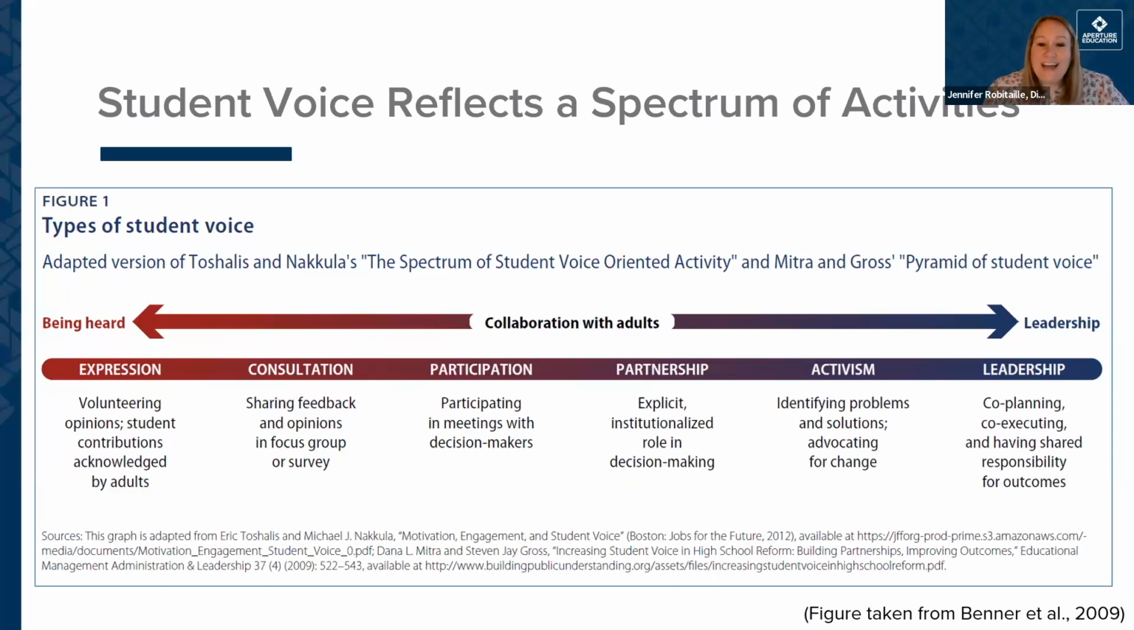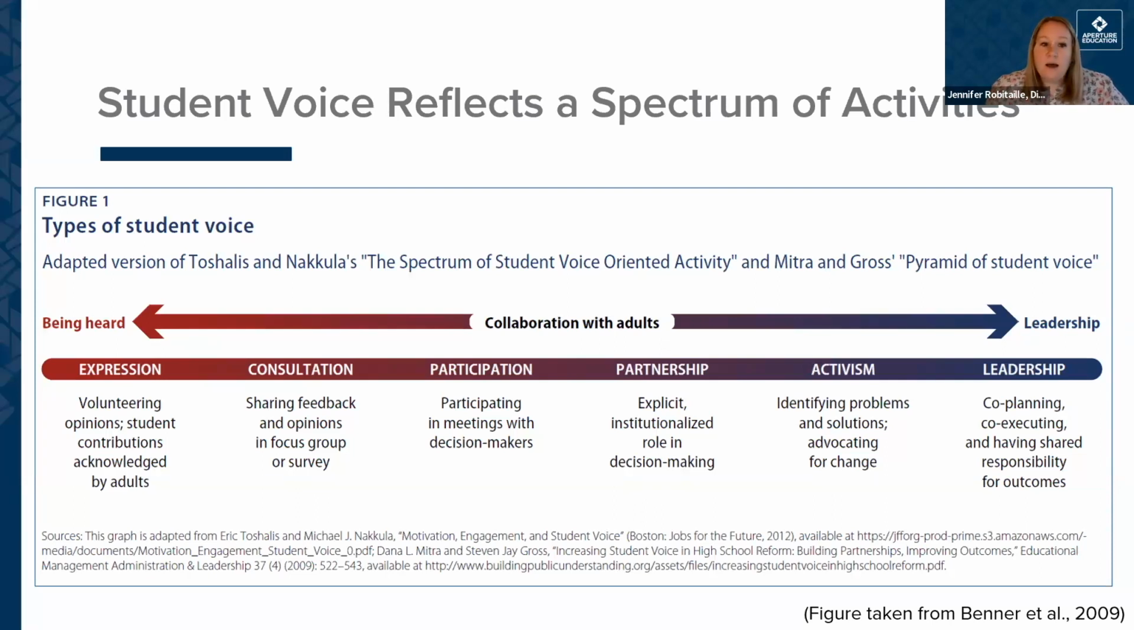Again, then moving to the right, activism. This is where we really get proactive and students are identifying problems and solutions and advocating for change. And then lastly, all the way over to the right, students become leaders, where they're co-planning and sharing in decision-making and taking on more and more responsibility for being part of a team that makes decisions and contributes to decision-making in the school. So all of these various forms of student voice are important and provide really great opportunities for students to be proactively engaged in various improvement efforts in the school or programming efforts in a school.